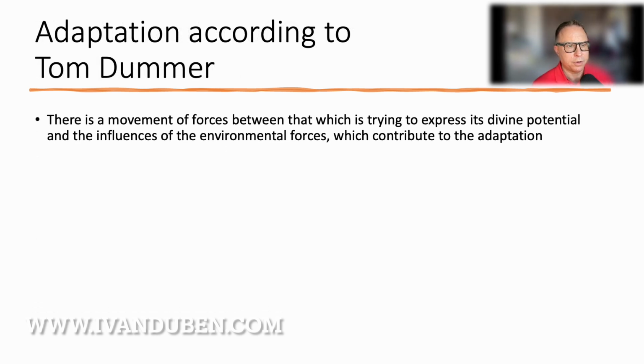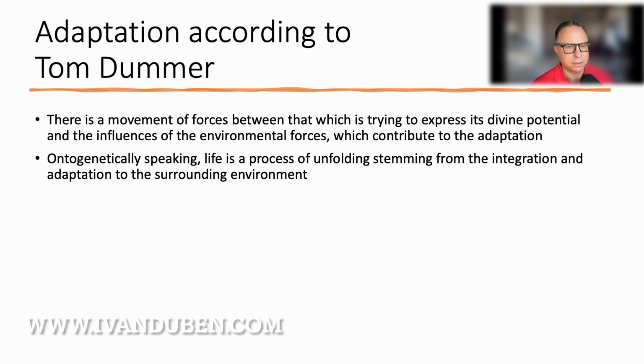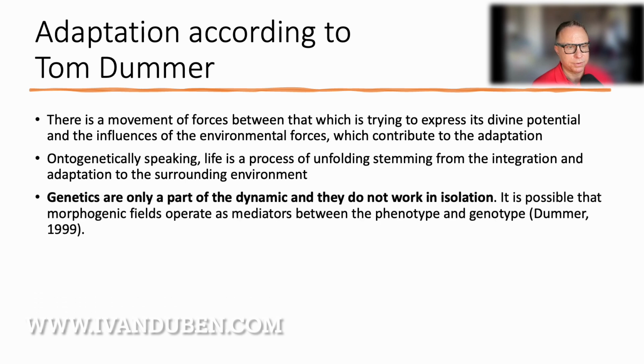Again, according to Tom Dummer, there is a movement of forces between that which is trying to express its divine potential and the influence of the environmental forces which contribute to the adaptation. Ontogenetically speaking, life is a process of unfolding stemming from the integration and adaptation to the surrounding environment. Genetics are only a part of the dynamic, and they do not work in isolation. It is possible that morphogenic fields operate as mediators between the phenotype and the genotype.